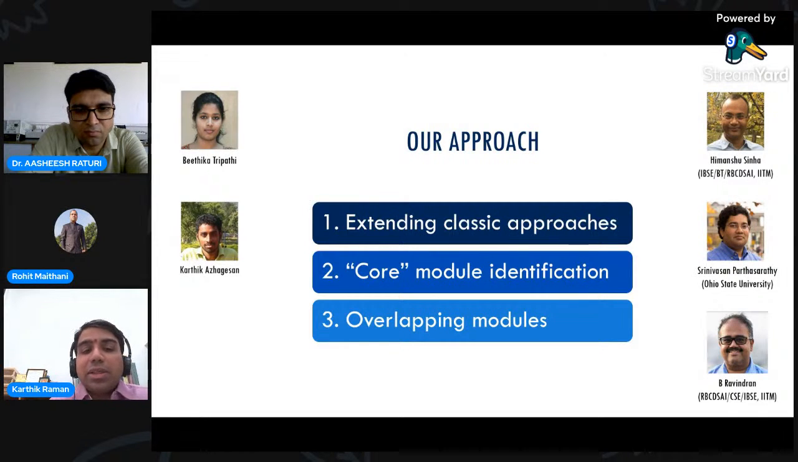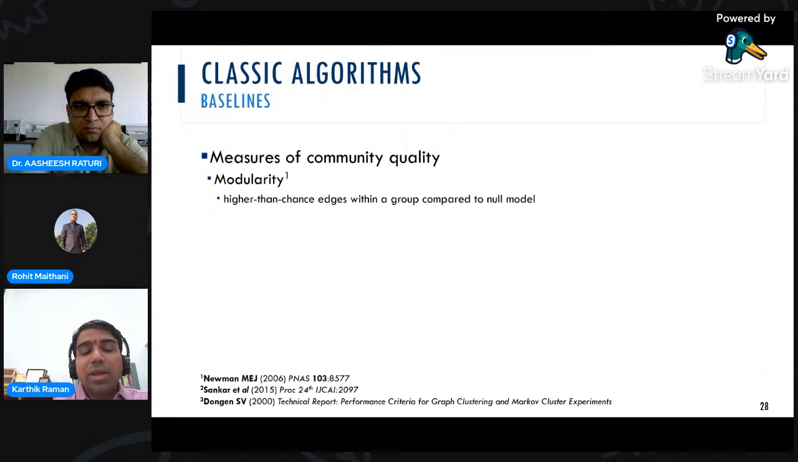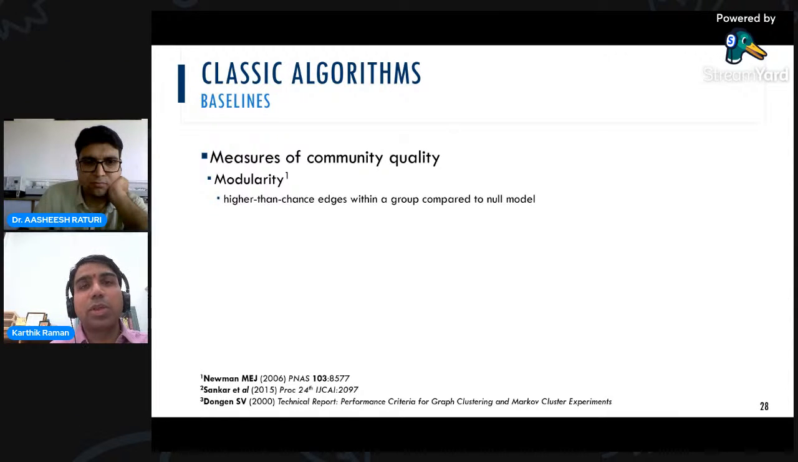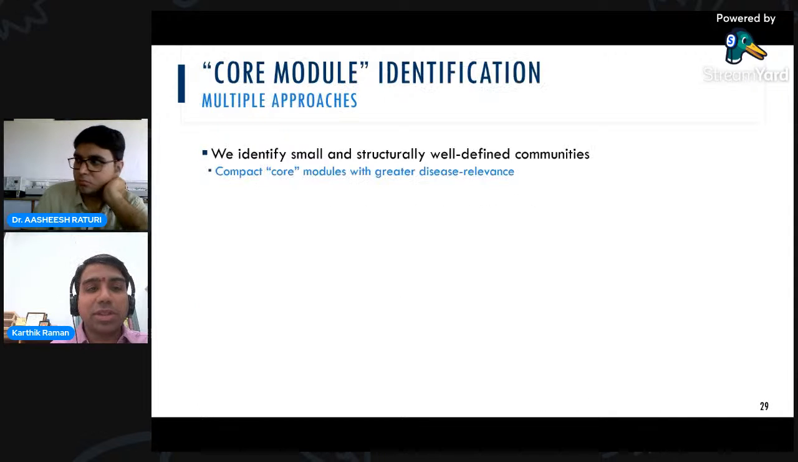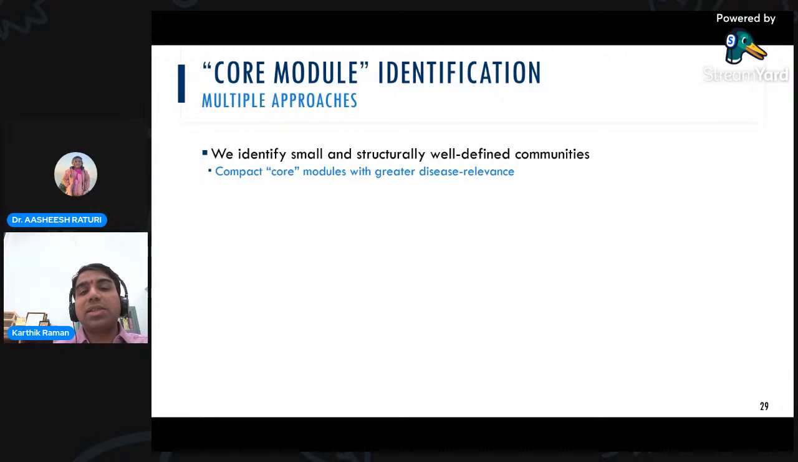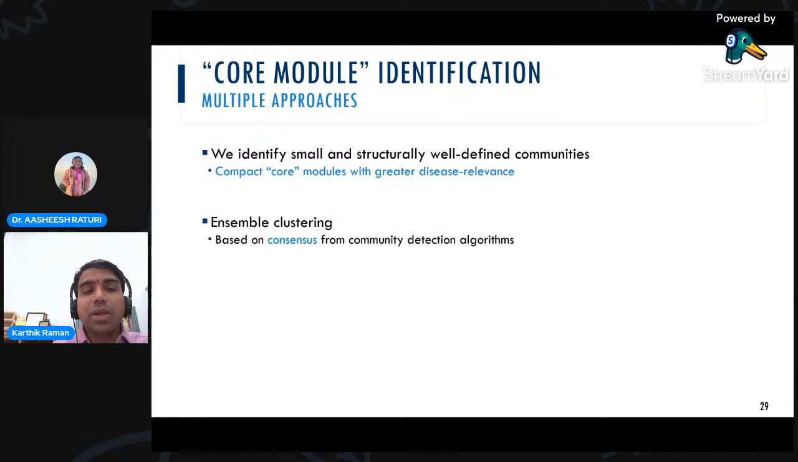So what did we do? We took three approaches. We first tried to extend classic approaches and then identify core modules which are more structurally closely knit. And then we also looked at what happens if you start identifying overlapping modules. And we used some baseline algorithms. I'll not get into the details. I know this audience is more oriented towards the biology, but I'll just tell you that we applied some classic approaches and then identified certain core or compact modules in these communities which have greater relevance. Okay, and we looked at consensus across multiple algorithms.